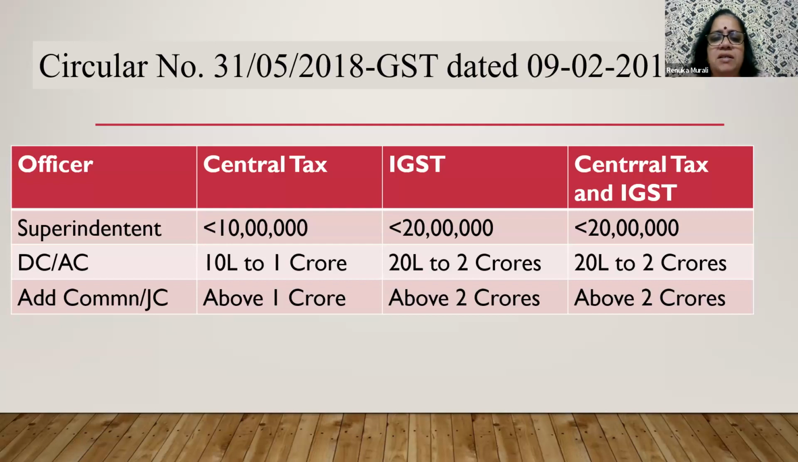Additional commissioners and joint commissioners are above 1 crore and above 2 crores, as the case may be. But if we read the circular, it says no upper limit. So above 2 crores, they can go to any level of monetary value. They can interfere and exercise their powers and rights with respect to the monetary aspects of the turnover, the tax disputes involved in such a case.